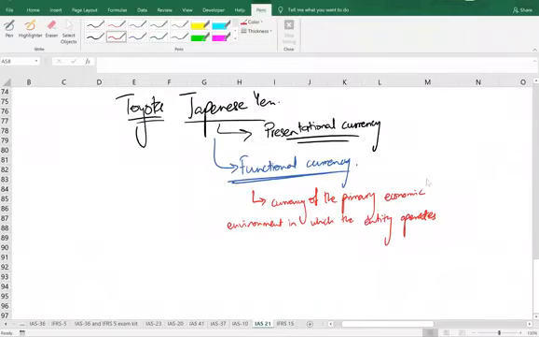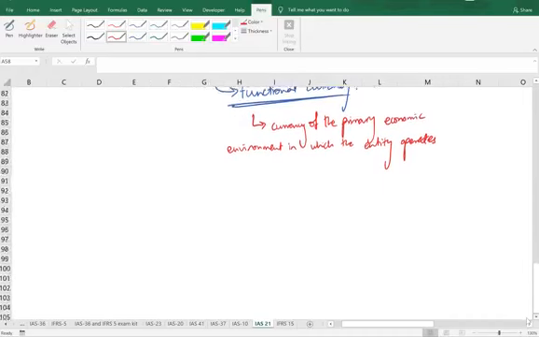All right. So currency of the primary economic environment in which the entity operates. What does that mean? IAS, obviously, this is a very vague statement, right? IAS 21 gives us certain primary and secondary factors on it. Let's see what those primary and secondary factors are.